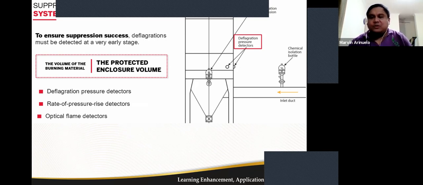And to ensure the suppression success, the deflagration must be detected at a very early stage when the volume of the burning material is much smaller than the protected enclosure volume. And for this purpose, special pressure detector, rate of pressure rise detector, or optical flame detector are used.